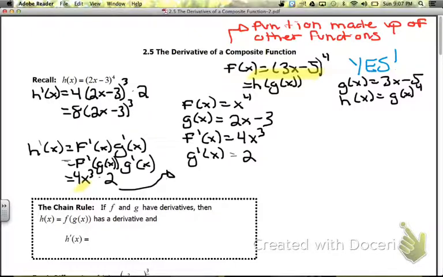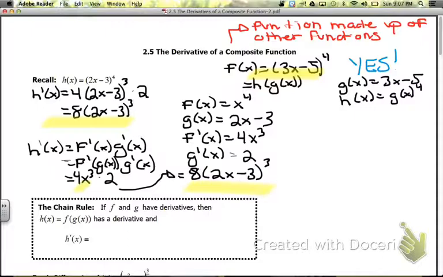So I know this isn't proper form here. It should be just flowing down the page. But I don't have enough room, so we can multiply that 4 times 2 to give us 8. Now replace that x with our g of x, which is (2x - 3) to the power of 3. So you notice that when we took the derivative up here and the derivative below, they are the same.